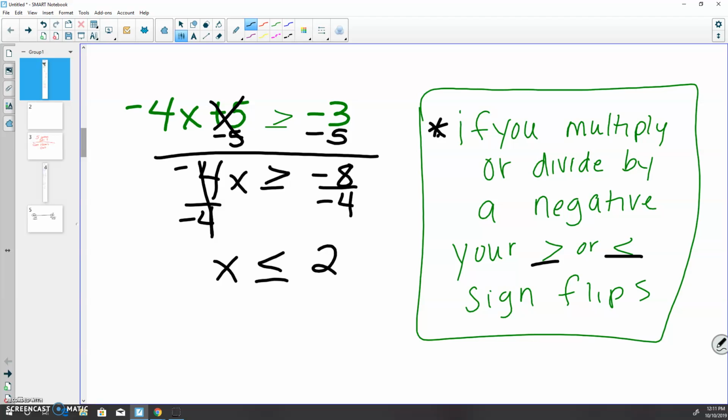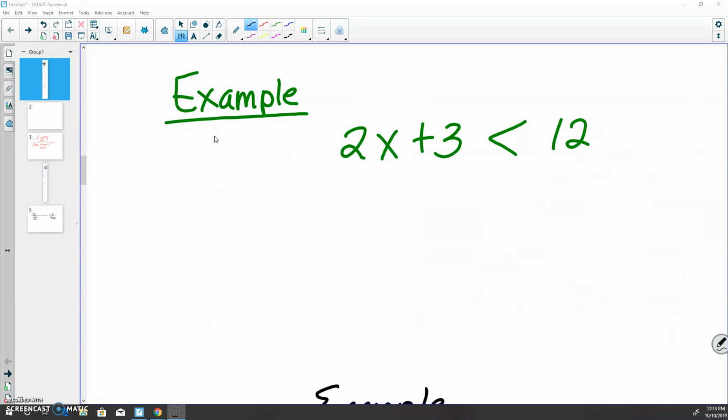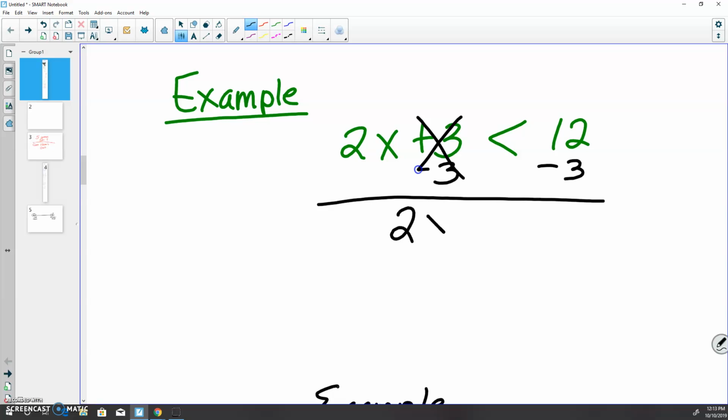Right? So then if you graph it, you would circle 2. Is it going to be colored in? Yes, because it's equal to, and it's going to shoot to the less than sign. So you want to move 3 to the other side. That cancels out. You're left with 2x is less than 12 minus 3, which is 9.